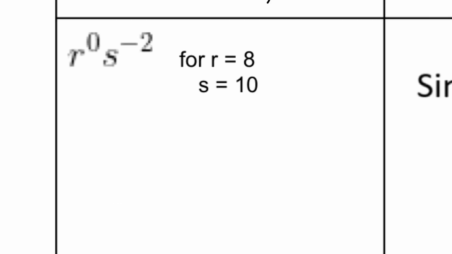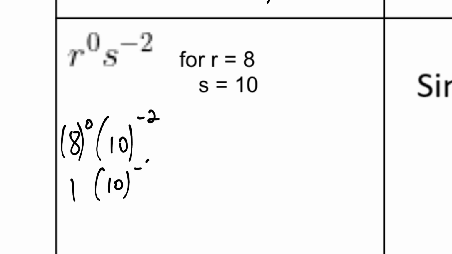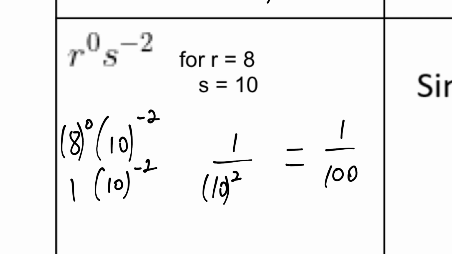If I plug in values here, 8 to the power of 0, and 10 to the power of negative 2. So 8 to the 0 is just 1. And if I want to get rid of the negative exponent, I can make this 1 over 10 squared, which is just 1 over 100. Make sure you write it as a fraction and not as a decimal.